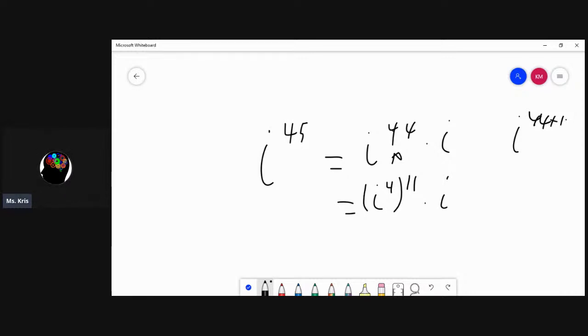So now, i to the 4th, we remember, is 1. Because i squared times i squared, -1 times -1 gives me 1. 1 to the 11th times i. And of course, 1 to any power is 1 times i. Therefore, your answer is i.